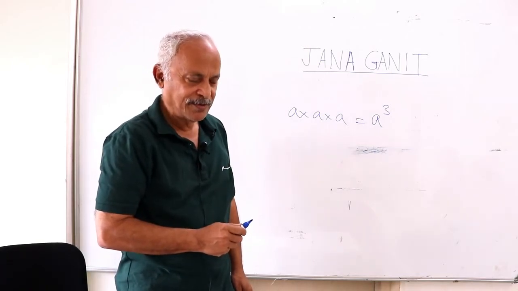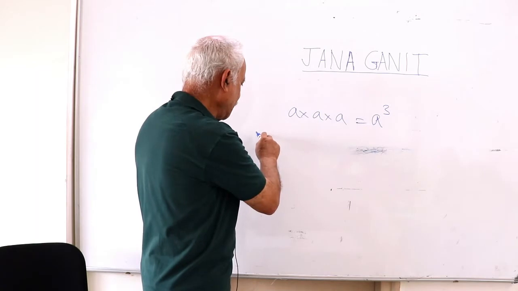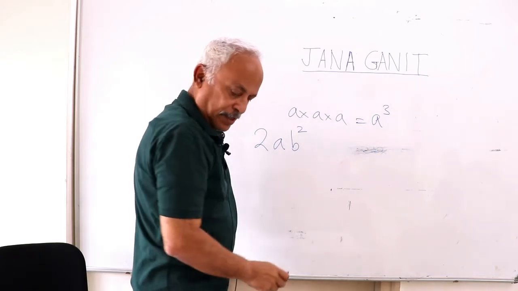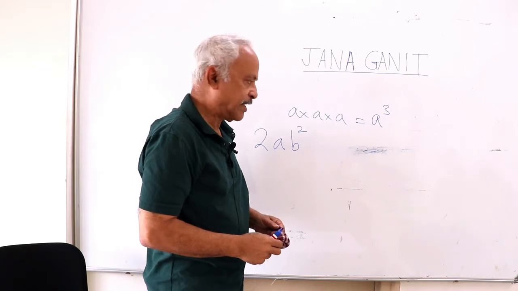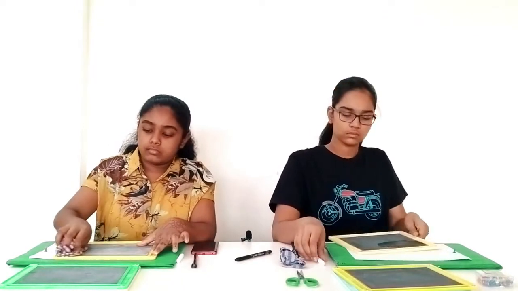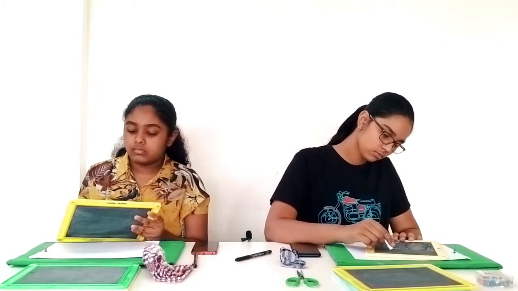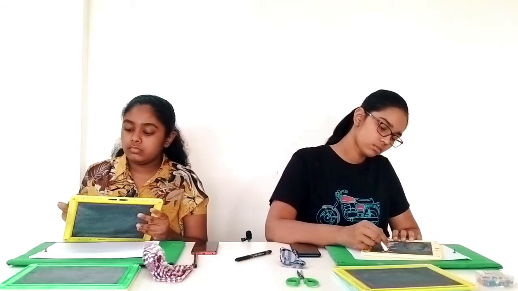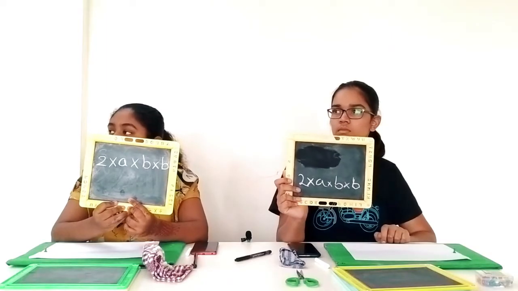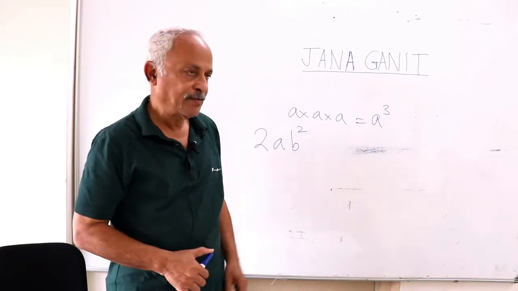Now we go to the next problem. I am going to write the short form 2AB squared. And both Nandita and Gyanjyoti, on your slate, write the long form of 2AB squared. Very good. 2 into A into B into B. So supposing A is 3 and B is 4, what is 2AB squared? Do it on your calculator.